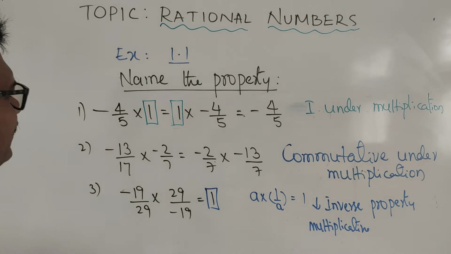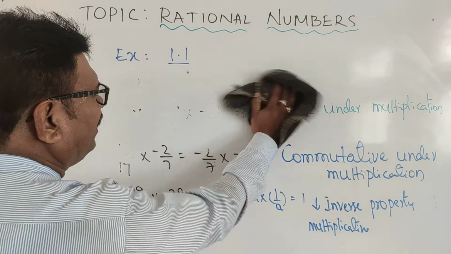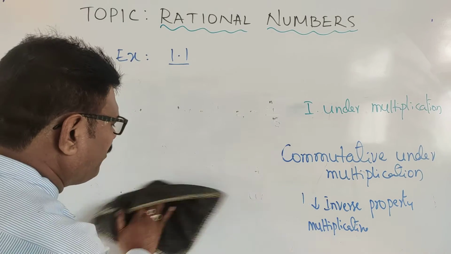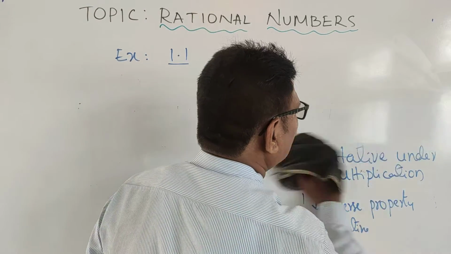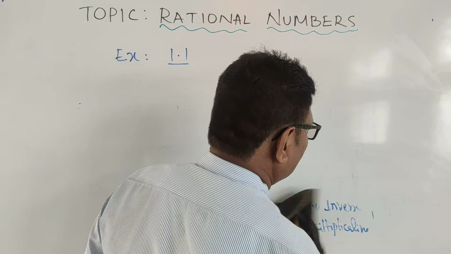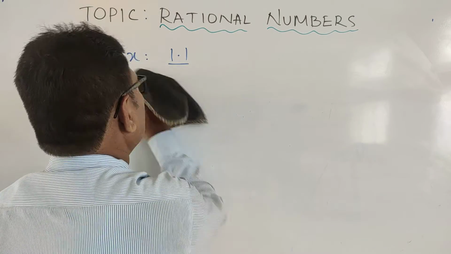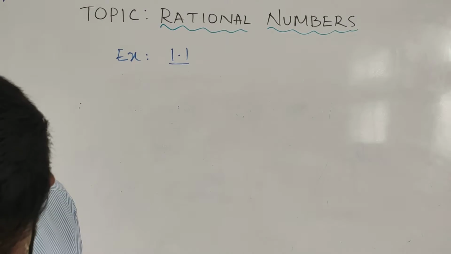See, very simple examples, right? I hope you are understanding very well. Good, good. Please remember the properties. If you remember the properties, then it is very easy to understand the problem. So, how to tackle the problem? If you know the properties, then you can tackle the problem very easily. Clear? Yes, next one.